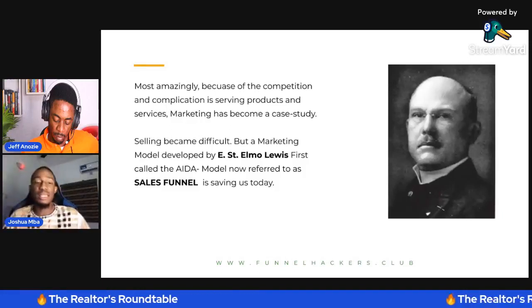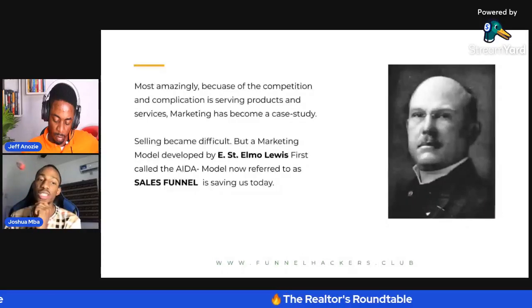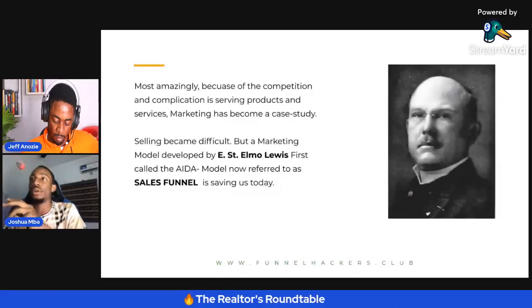And this was done many, many years ago. So he developed a system called the sales funnel. Initially, it was not called sales funnel. It was called the AIDA model.